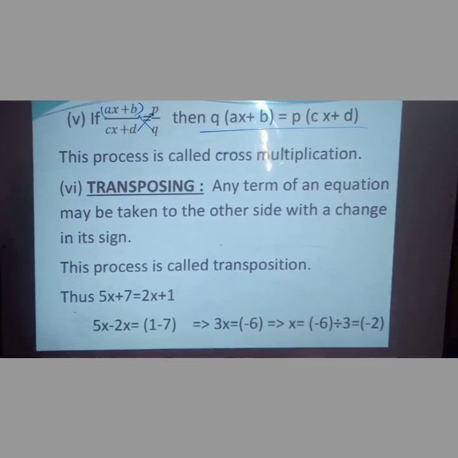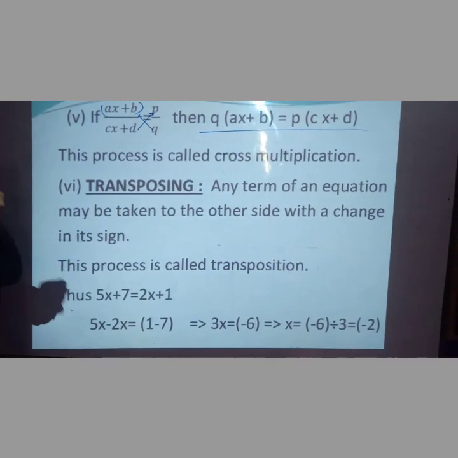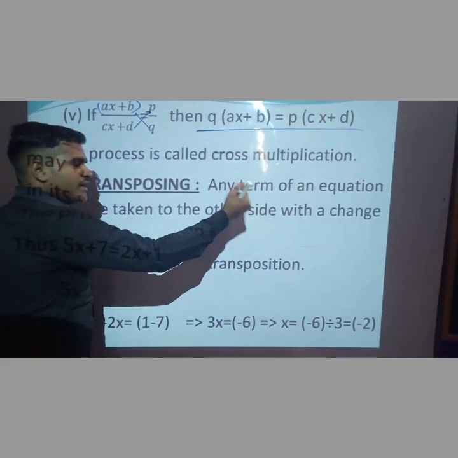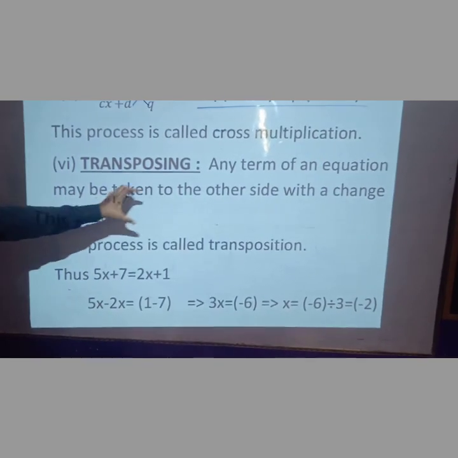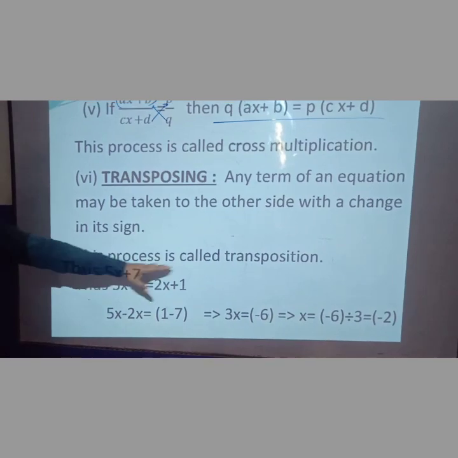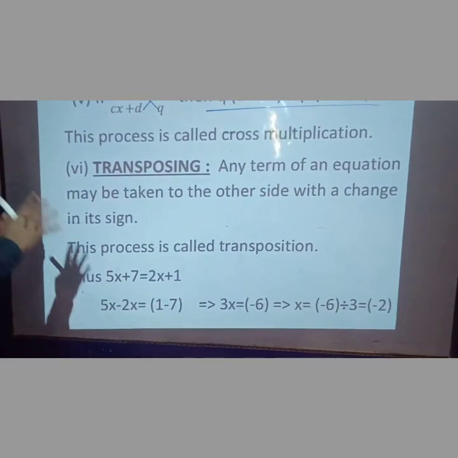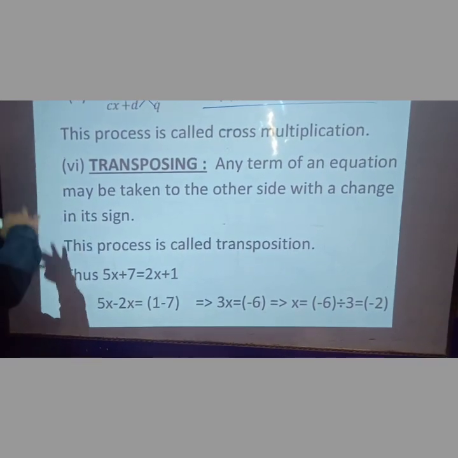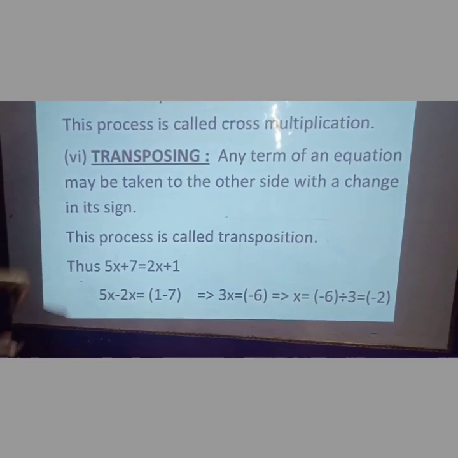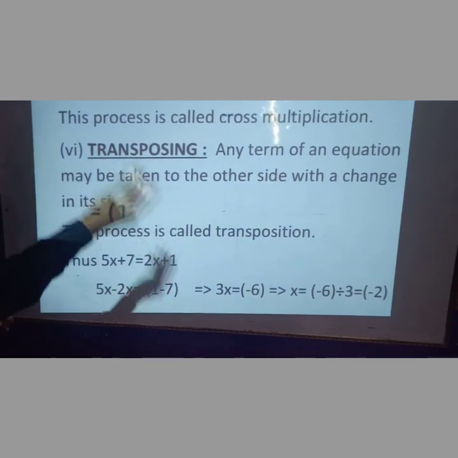Next and last rule to find the value of the equation is transposing. That is called transposition also. Any term of an equation may be taken to the other side with the change of its sign. This process is called transposition. Yes, we can take any term of the equation from one side to the other side with the change of its sign. Suppose plus became minus, minus became plus, multiplication became division, and division became multiplication.